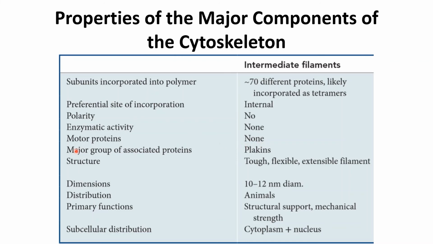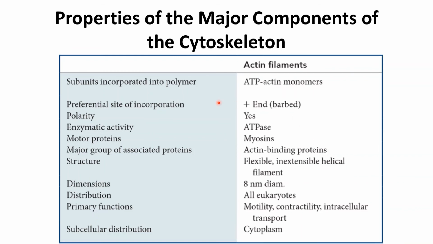Notice here an associated protein is plakin, the one that you find in your desmosome and hemidesmosome. And intermediate filaments may only be found in animal cells, while the previous one, the microtubules, may be found both in plant and animal cells. And notice also this one is present in the nucleus. And we will be discussing that in the later chapters.